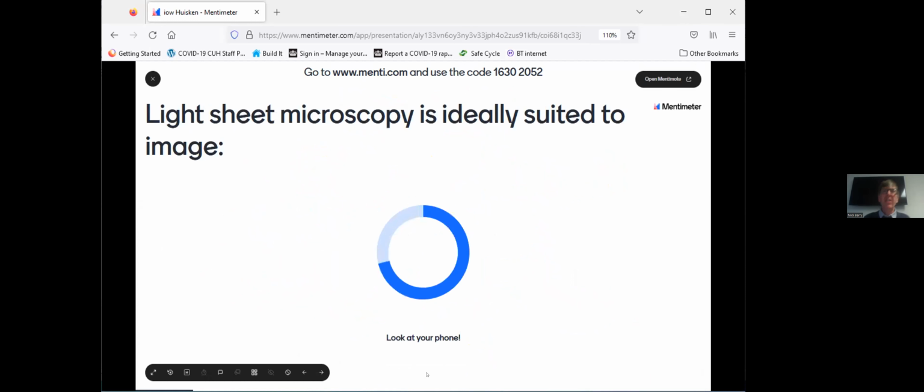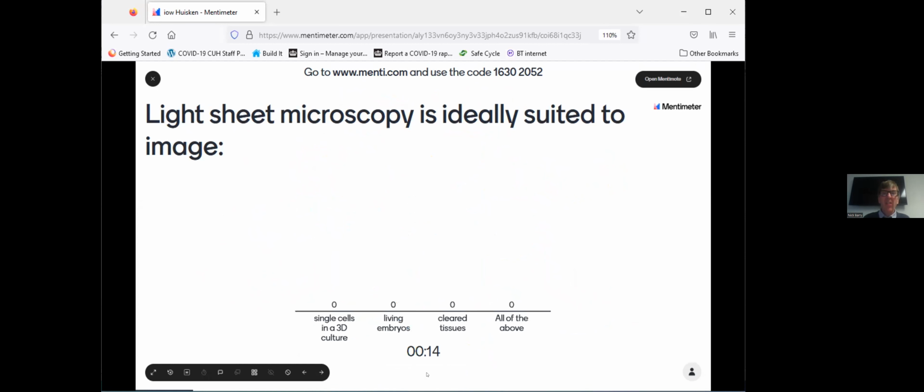Question 1. Light sheet microscopy is ideally suited to image single cells in a 3D culture, living embryos, cleared tissues, or all of the above. Correct answer, please. All of the above. Oh gosh, we've got a lot of people here.